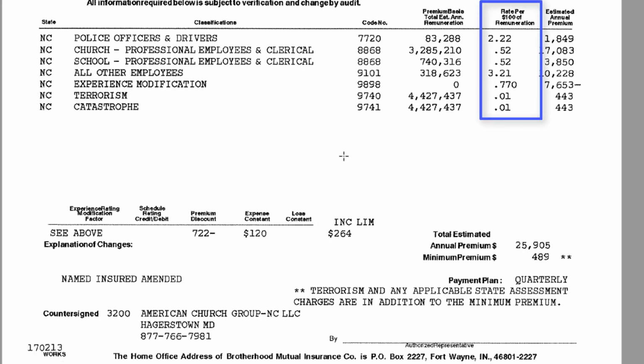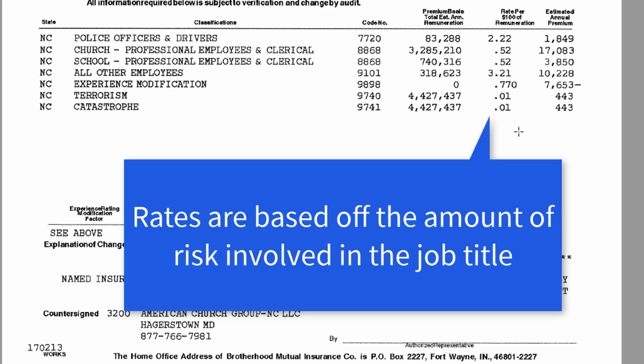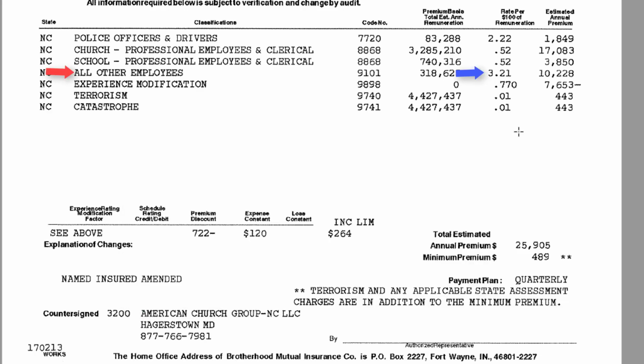The next column over, you see the rates. This is the rate that's charged for that particular kind of classification or job title. And you see the difference between a police officer and driver is $2.22 per $100 of payroll, and the church and school is only 52 cents. And all of this is based on how much risk there is in that job title. Obviously, being a police officer is a lot more dangerous than being in the church or school, and so they charge a lot more. The all other employees for the custodian and lawn maintenance, they're even higher than that. And apparently they have a lot more claims for injury, and so their rates are higher.